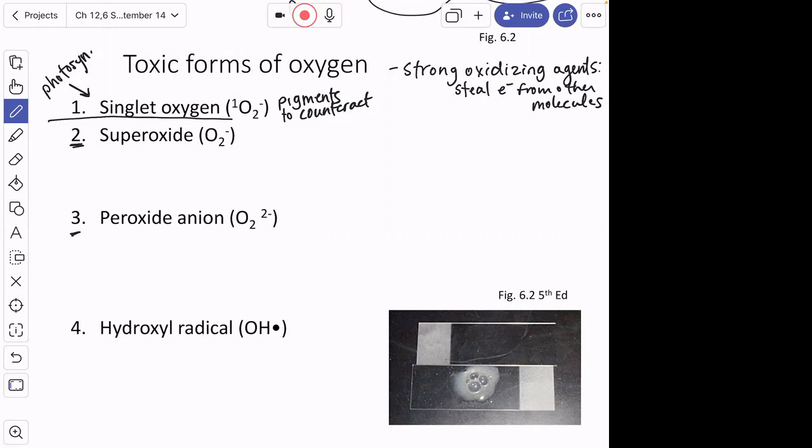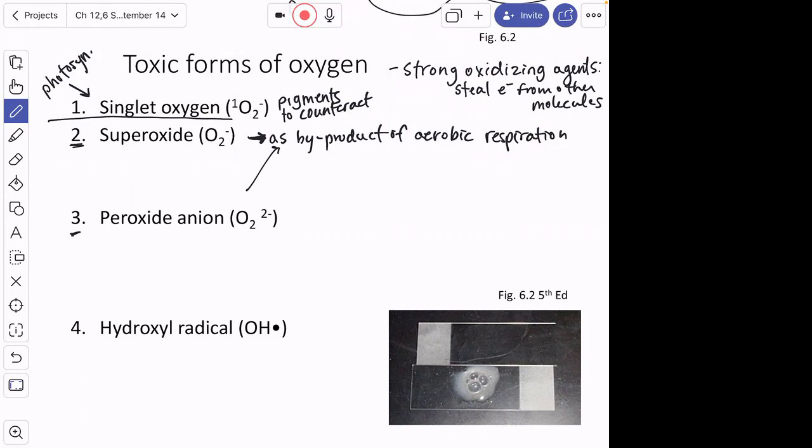Both of those toxic forms of oxygen are formed as a byproduct of aerobic respiration. It's estimated that as much as about 5% of the oxygen that acts as a final electron acceptor will end up as superoxide instead of water during aerobic respiration. We'll talk about that when we talk about electron transport chains.